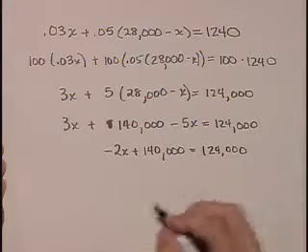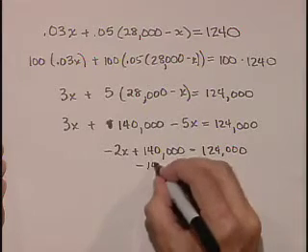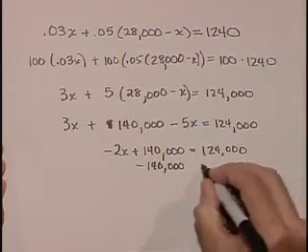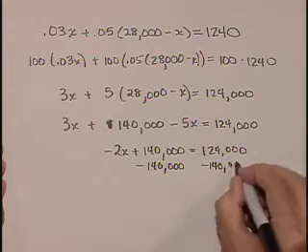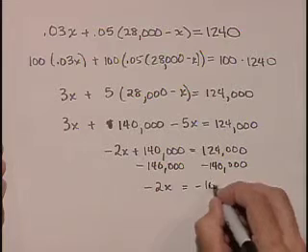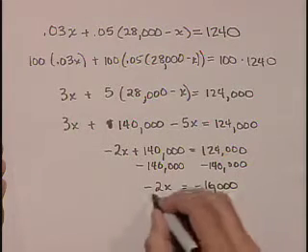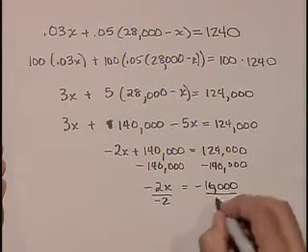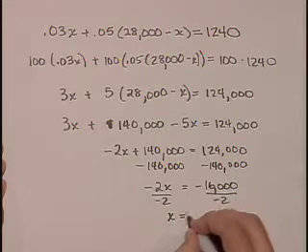So now we're going to subtract 140,000 from each side. We'll get negative 2x is equal to negative 16,000. Dividing both sides by negative 2, we get x is equal to 8,000.